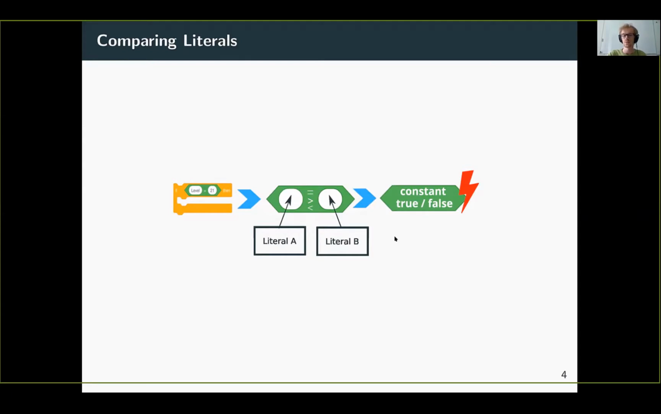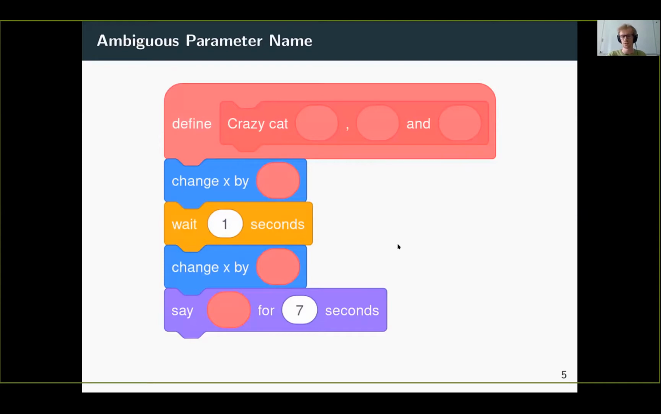Another example of where we can find patterns like these is when we look at custom blocks. So custom blocks are similar to functions or methods in other languages, where you can assemble some blocks together and give the custom block a name, and also provide parameters to the block and give the parameters names. But as you can see here, the parameters do not have to have different names, or in fact, do not have to have names at all.